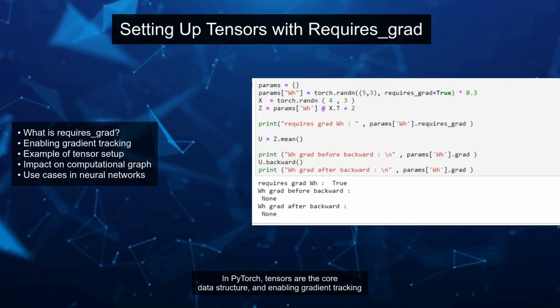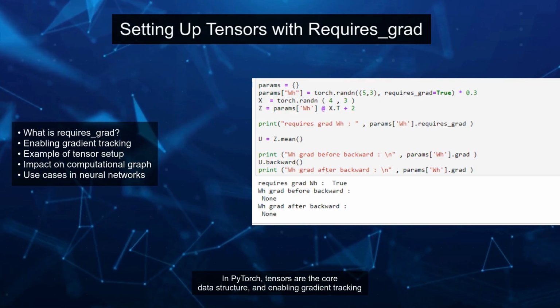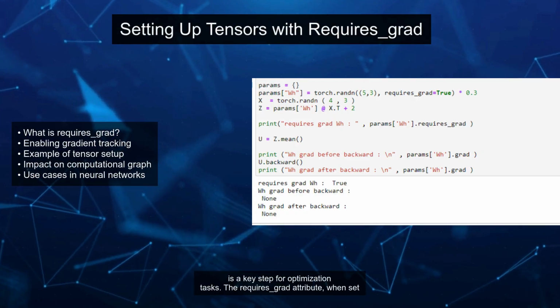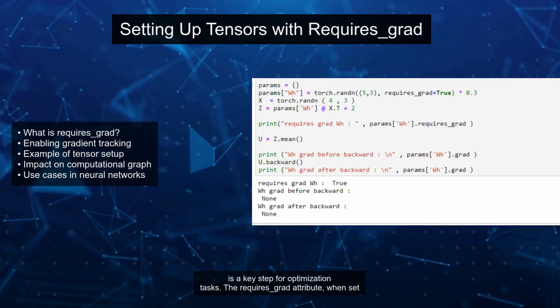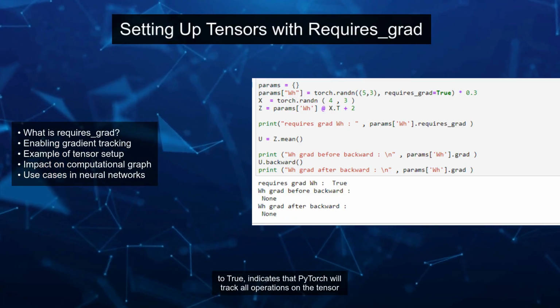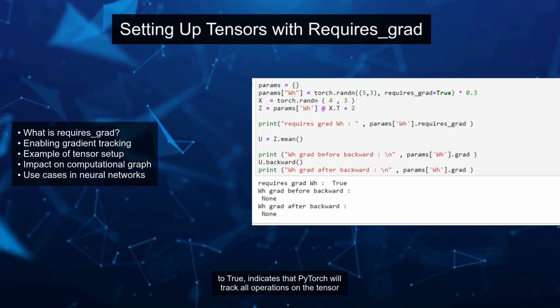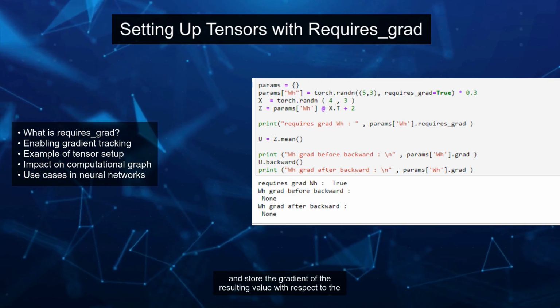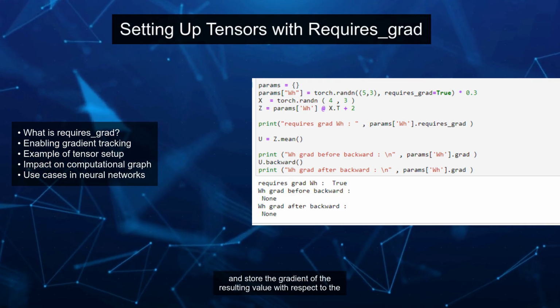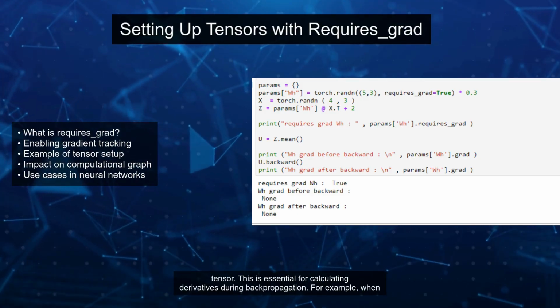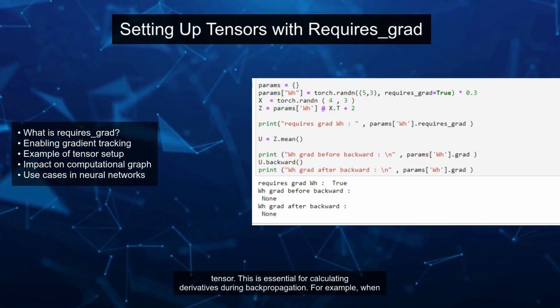In PyTorch, tensors are the core data structure, and enabling gradient tracking is a key step for optimization tasks. The requires_grad attribute, when set to true, indicates that PyTorch will track all operations on the tensor and store the gradient of the resulting value with respect to the tensor. This is essential for calculating derivatives during backpropagation.